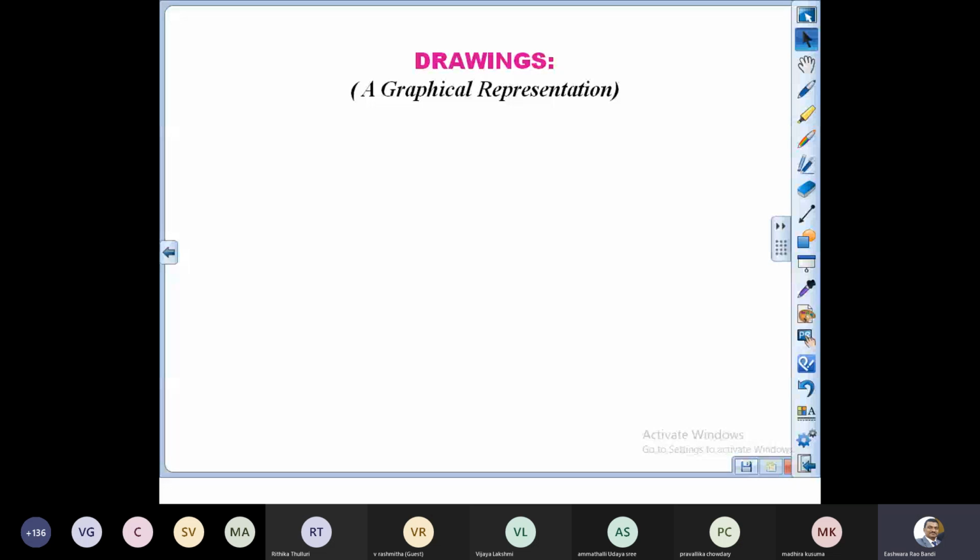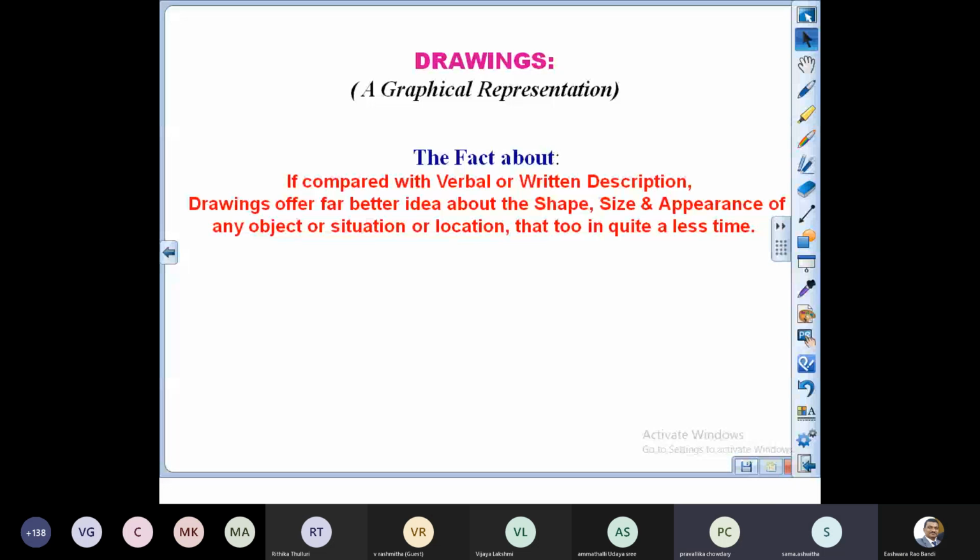So what is meant by drawing? It is the representation of an object. Mute yourself. The drawing means it's a graphical representation.